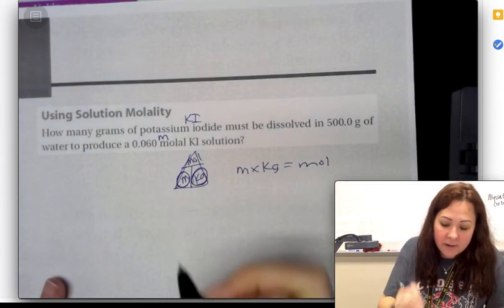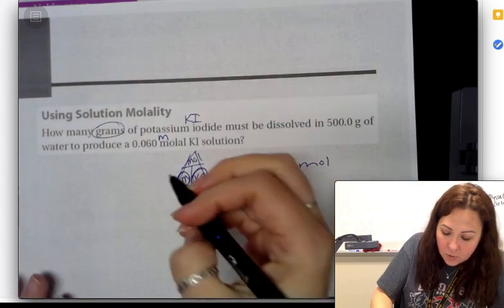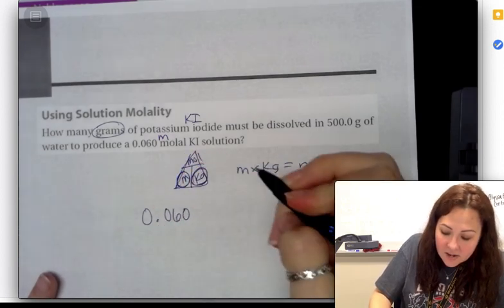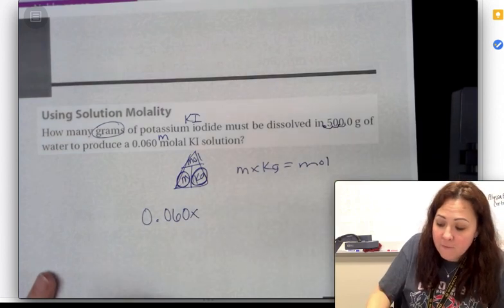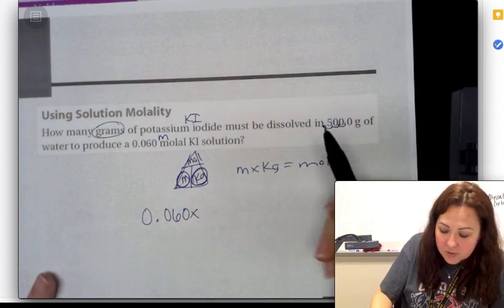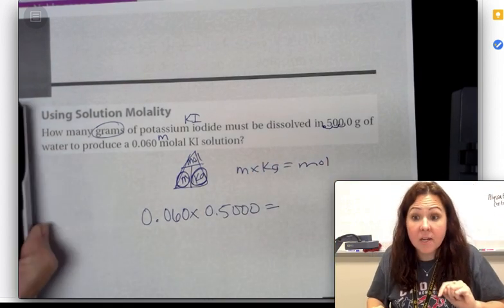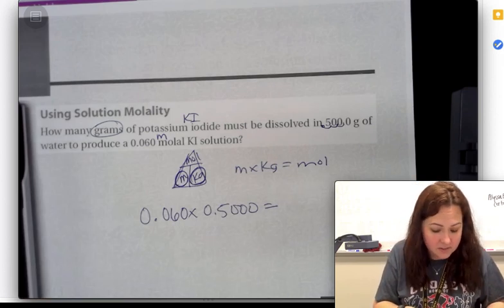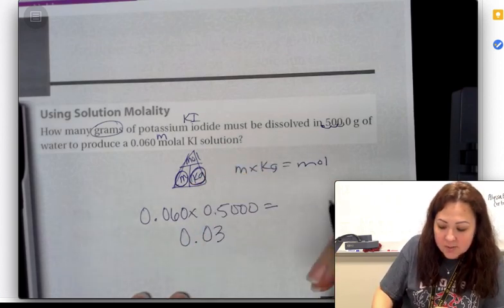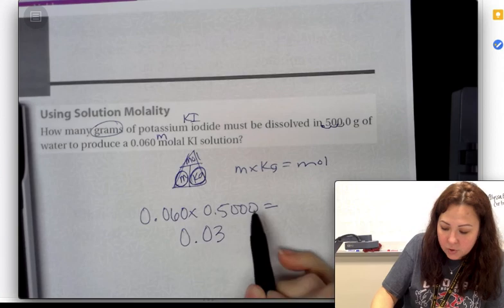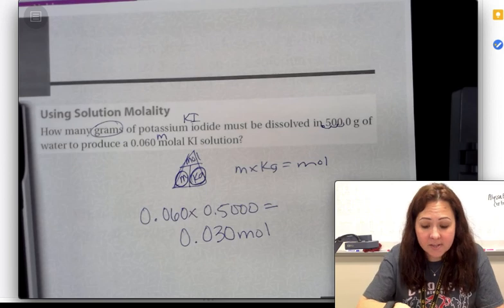Now the answer wants grams, so I'm going to have to take it one step further once I get that answer. So my little m in this case is 0.060 times my kilograms. So 1, 2, 3 times I'm going to move that decimal. Before that conversion I had 4 sig figs, so I have 4 sig figs after. That answer is going to give me moles. So 0.06 times 0.5. I got 0.03. That has 2 sig figs. This has 4 sig figs, so I need 2 sig figs in my answer.